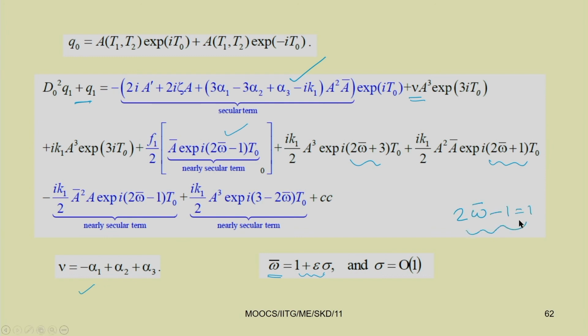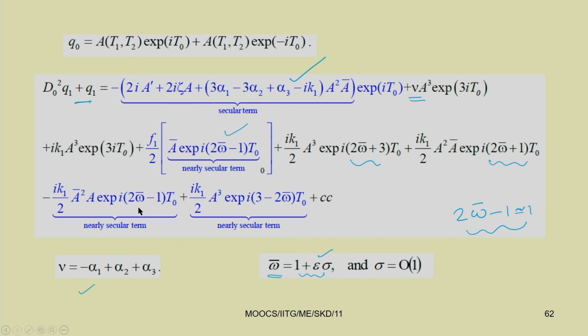So, from here we know omega bar equal to 1, or 2 omega bar equal to 2, or omega bar nearly equal to 1. So, we can take the condition that omega bar is nearly equal to 1. To write down the nearness to 1, we can use this detuning parameter. So, this is a nearly secular term.